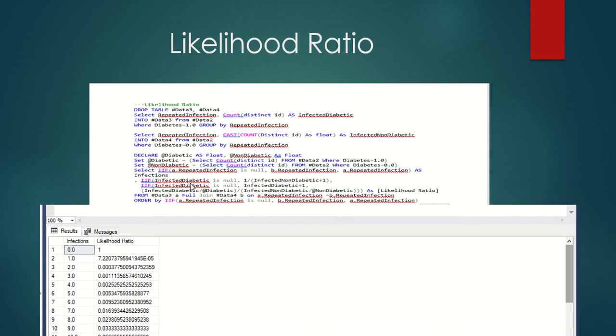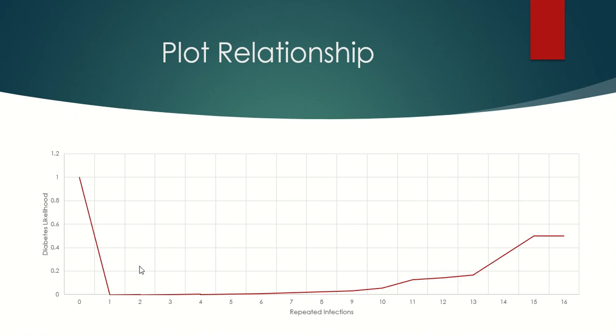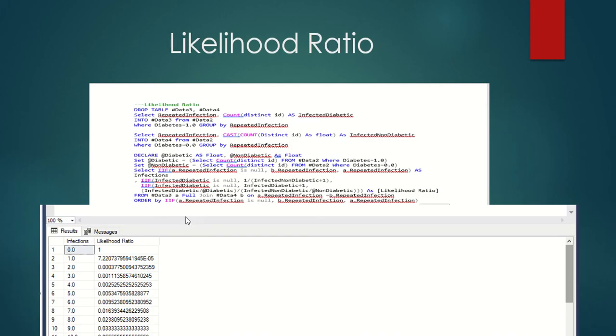For the actual likelihood ratio calculation, use the infected diabetic over diabetic divided by infected non-diabetic over non-diabetic as the likelihood ratio. And you can see down here the calculation once that's done. Then this is the chart relative to the results that we got for likelihood ratio.